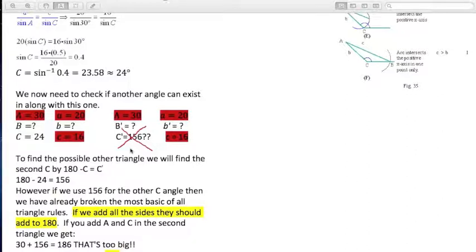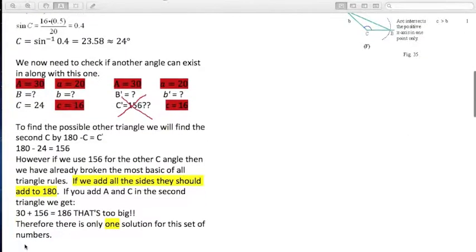Once you see that sum, you should already have a problem with it. If we add all the angles of a triangle, they should add up to 180. Well, guess what? We've added only two of the angles. We got 186, and that's obviously way too big, because it's more than 180, and I haven't even added in the third angle yet. So it's not possible. By that judgment, we can conclude that there is only one solution for this set of numbers. So this one will work out normal.